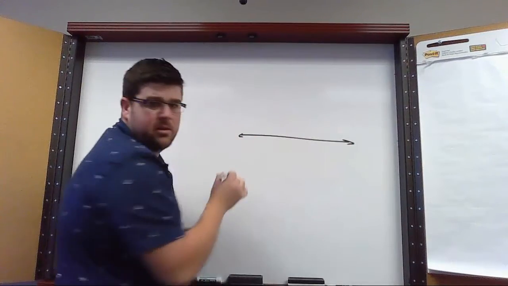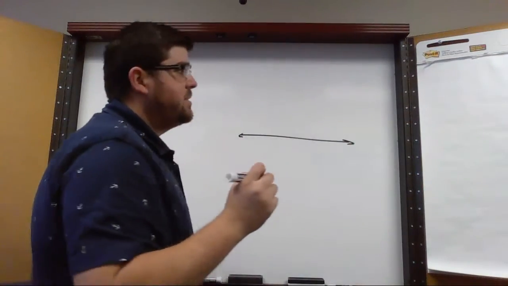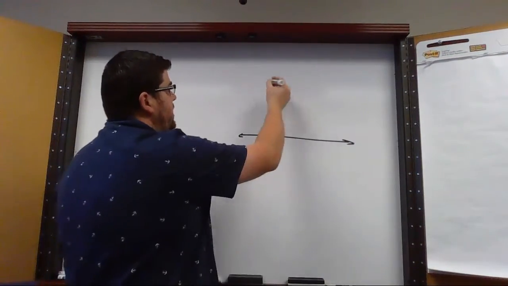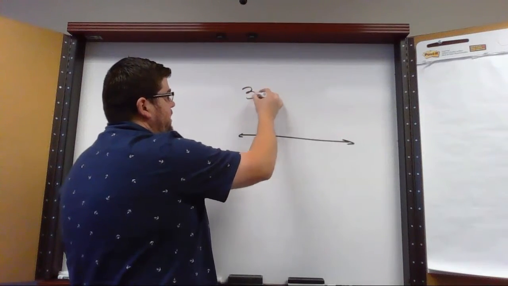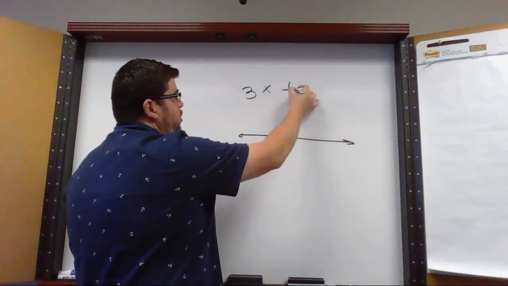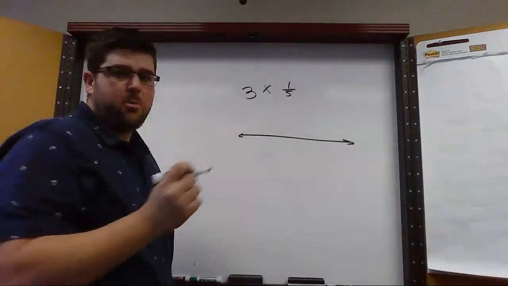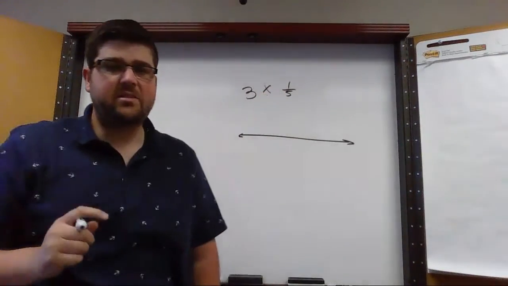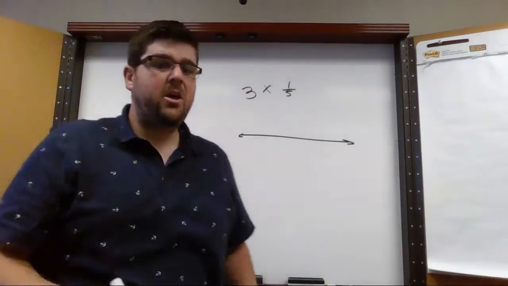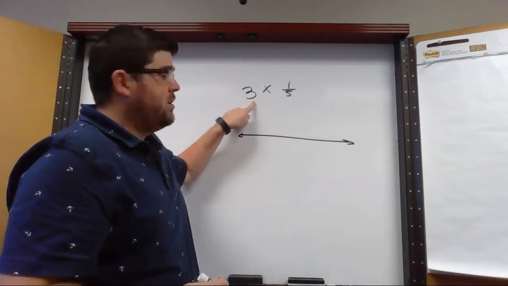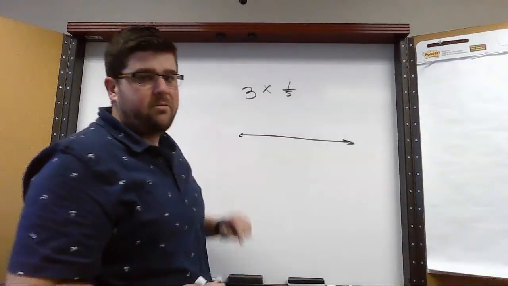Oh yeah, now we're talking. So let's think about how we would do 3 times 1/5. If you remember, this multiplication symbol is the same thing as groups of. So this means that I have 3 groups of 1/5.